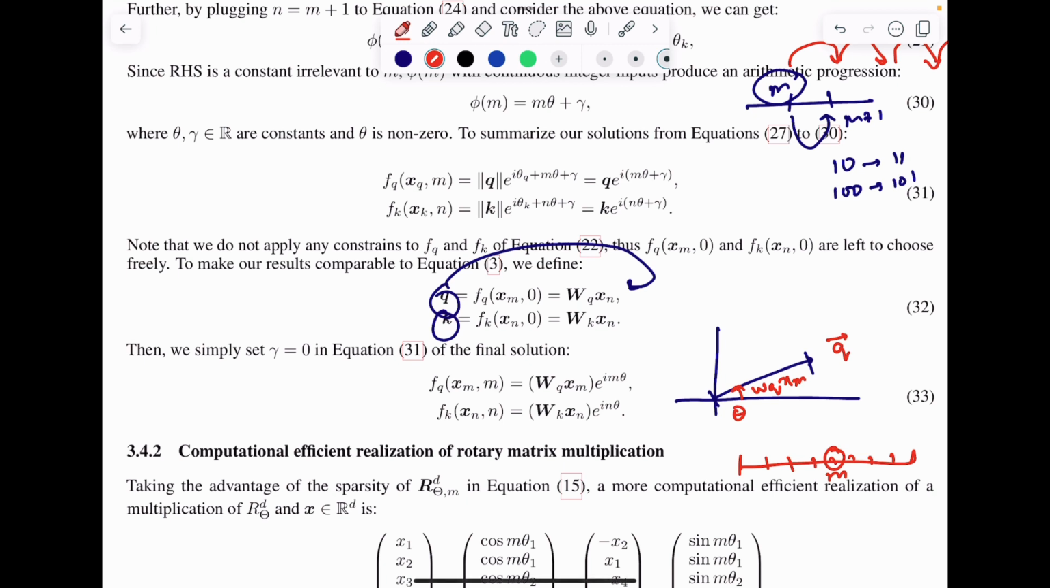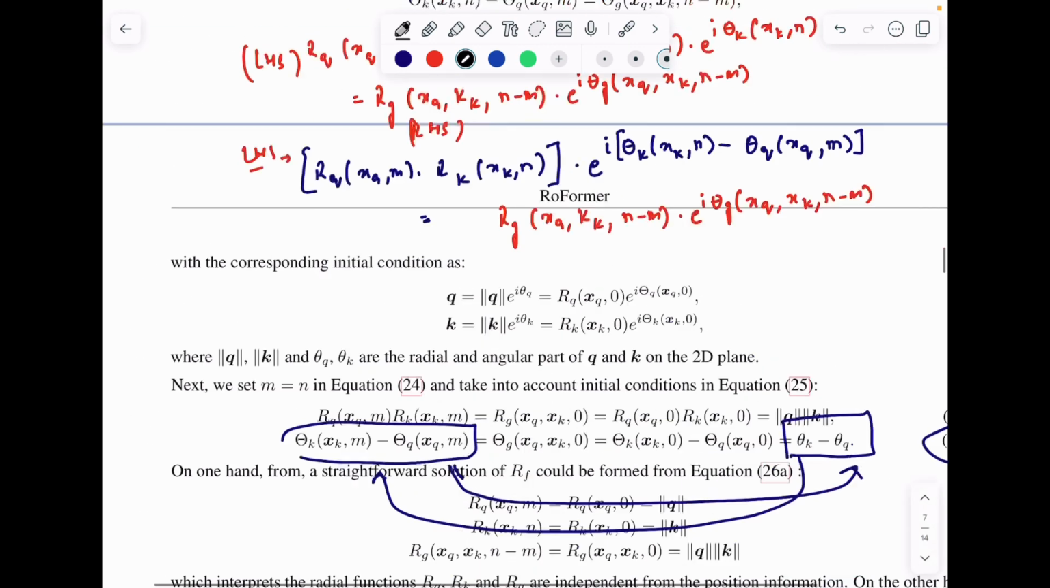So what you do is rotate this vector by an angle of m theta. Let's say it reaches this particular value. Let me draw it in a different color. So you rotate this vector by an angle of m theta. Now the new angle of this vector will be this, but the magnitude part remains the same. That's what this particular equation is denoting.